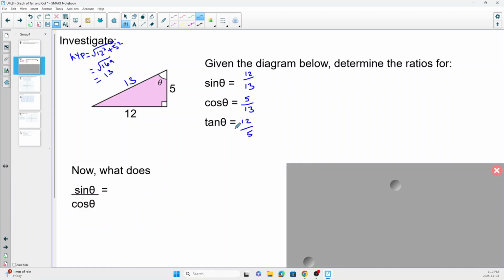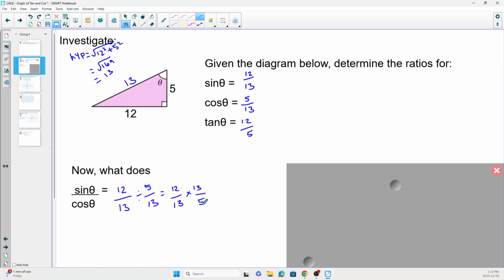And now, using these ratios, I want us to look at what sine theta divided by cos theta is. So if we have sine theta, that's 12 over 13, and I could do divided by 5 over 13, but you can see that that's a bit of a mess. So when we have division of fractions, I always recommend that we write them with our division symbol. So 12 over 13 divided by 5 over 13, and then our fraction rules tell us to keep the first fraction, change the sign to multiplication, and flip the second fraction, which is now 13 over 5.